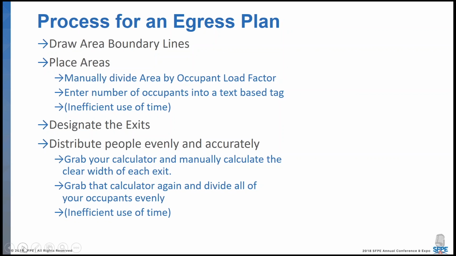After that, you would have to designate the exits, and then you have to demonstrate how you can distribute people evenly and accurately throughout the model. So you have to grab your calculator and manually calculate the clear width of each exit, and then grab it again and divide all of your occupants evenly, and this is just an inefficient use of time.